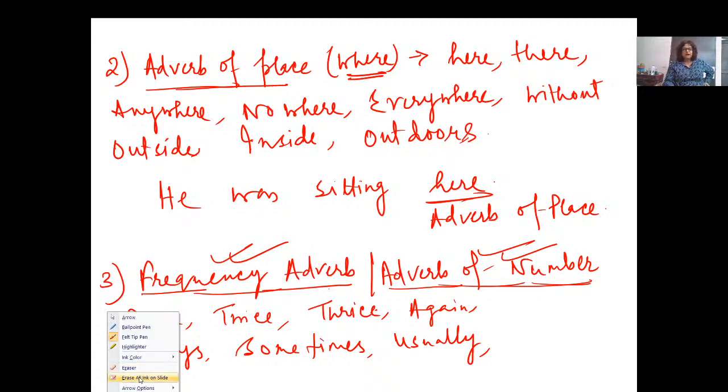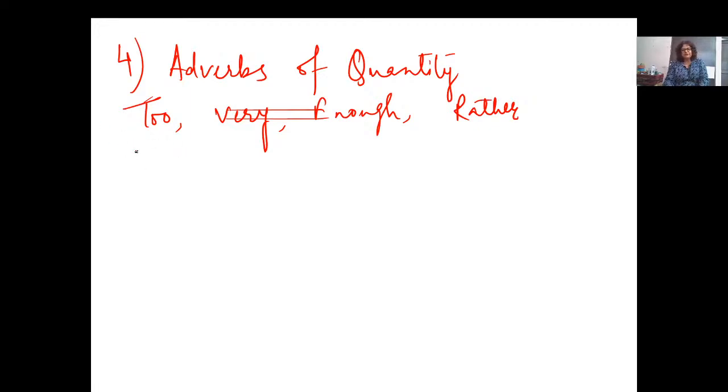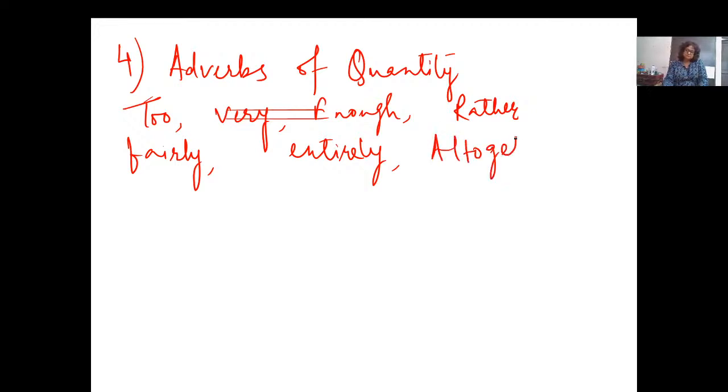Our next part, number four, is adverbs of quantity. Examples are too, very, enough. You can also say rather, fairly, entirely, altogether, almost, etc.